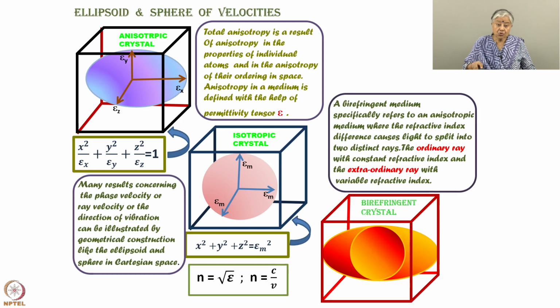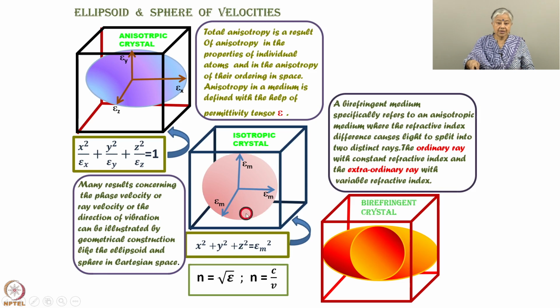Suppose epsilon x, epsilon y and epsilon z are equal to, say, epsilon m, they are equal. They can be described by a sphere, x square plus y square plus z square is equal to epsilon m square. You match these epsilon m's, these directions, with the Cartesian coordinates, and then you describe a sphere.